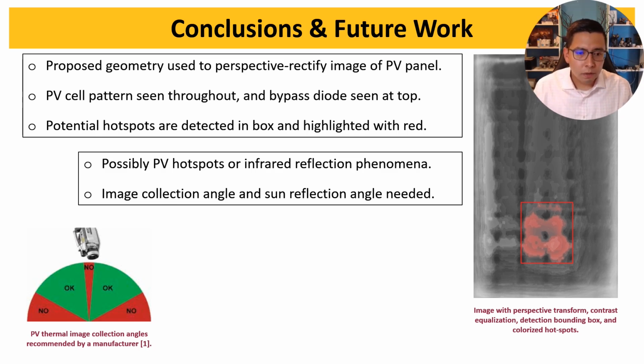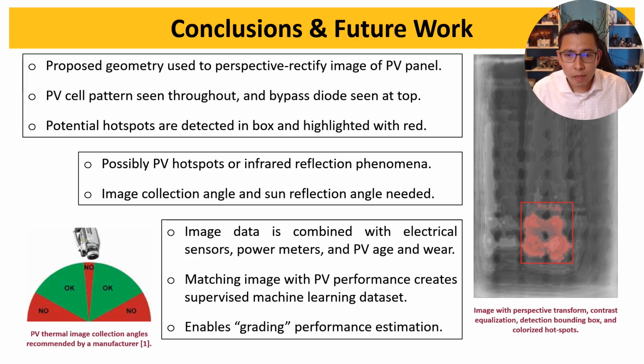The manufacturer of thermal cameras recommends that only some angles are appropriate for capturing infrared photography, and something to be mindful of. The image data can be combined with electrical sensors, power meters, as well as the photovoltaic panel's age and overall wear, being able to associate degraded performance.